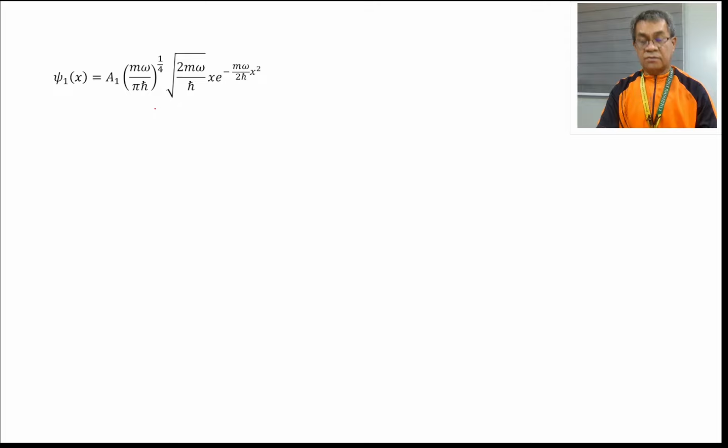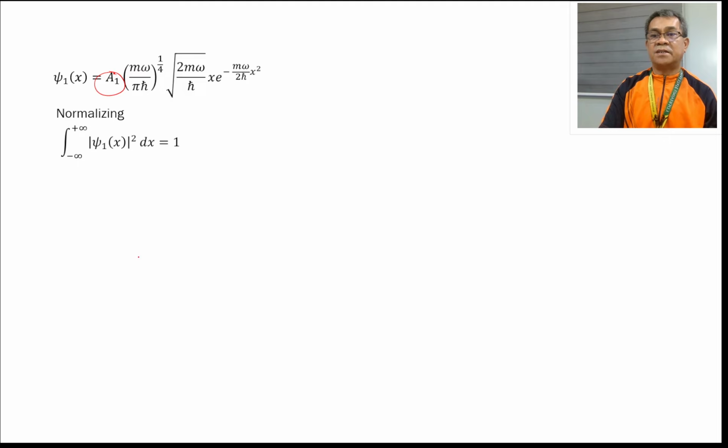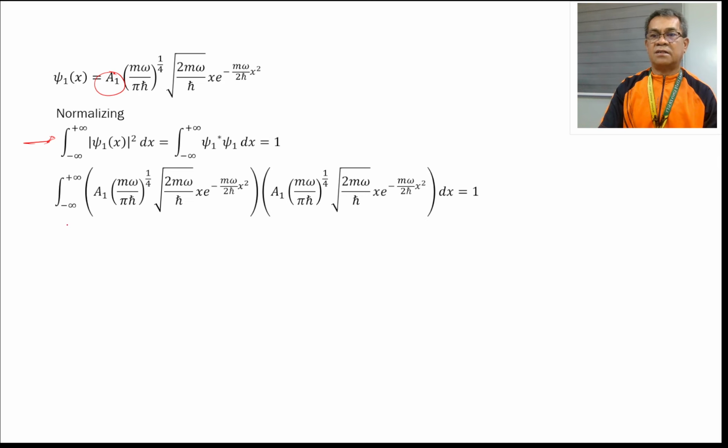But we need to normalize first the first excited state wave function. So normalizing, of course, the ritual continues. So normalize, use this formula. We have a lot of activities in normalization, so you just go over it and be careful of your mathematics. Again, this is very critical.